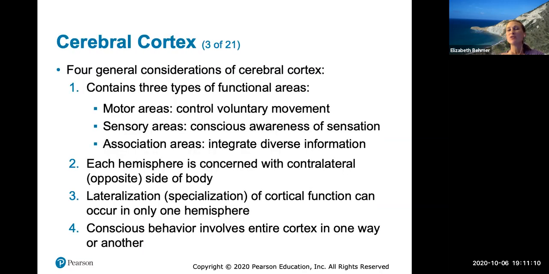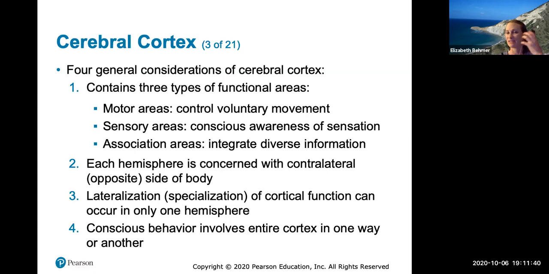The four general considerations of the cerebral cortex: they contain three types of functional areas: the motor area, the sensory area, and any sort of association area. The motor area will control voluntary movement, and the sensory area will control all sorts of sensations that will be sent up to the brain. So, the conscious awareness of sensation.